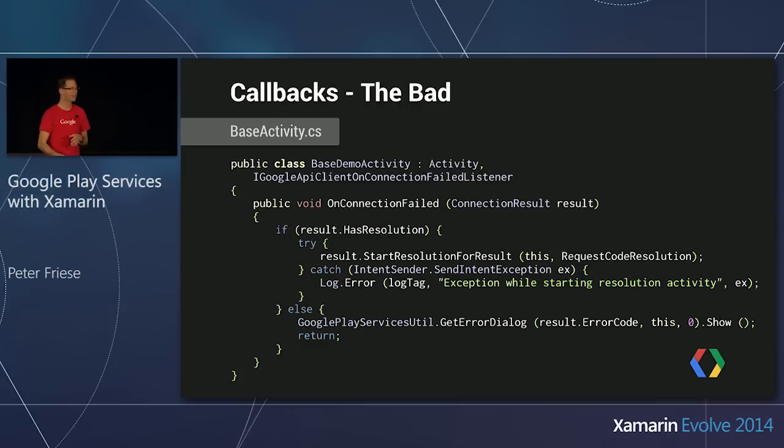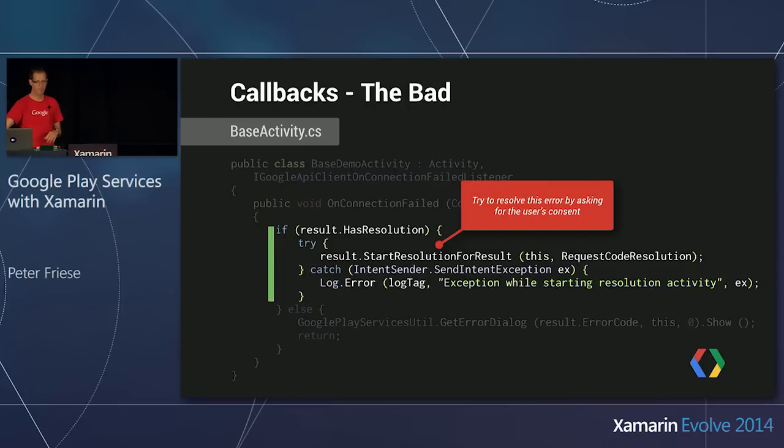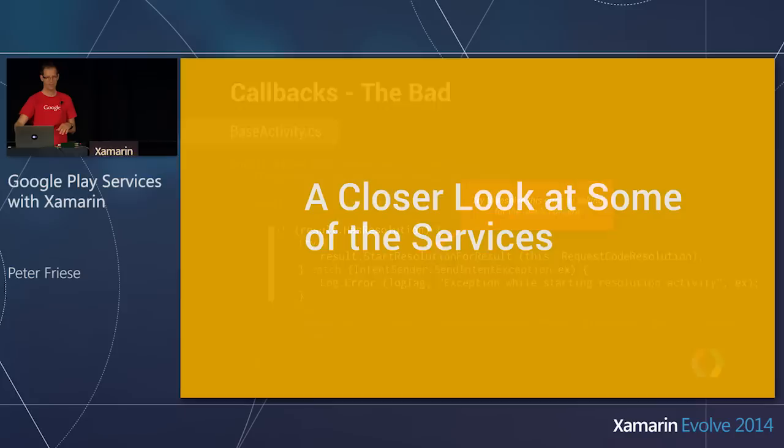So this is what's happening in this line here, startResolutionForResult. We're having a look at the connection result. And if there is a resolution, we're starting an activity which will then display a consent dialog for the user to accept that your application wants to connect to Google Play services. And if this doesn't work, then you need to display an error dialog.